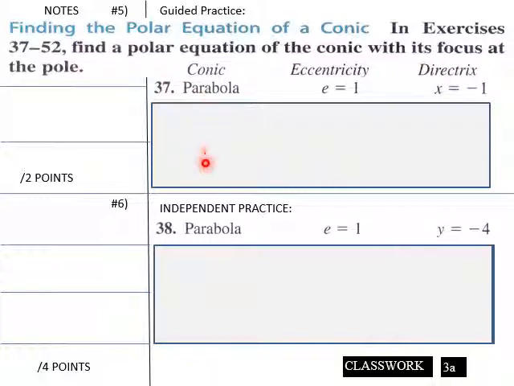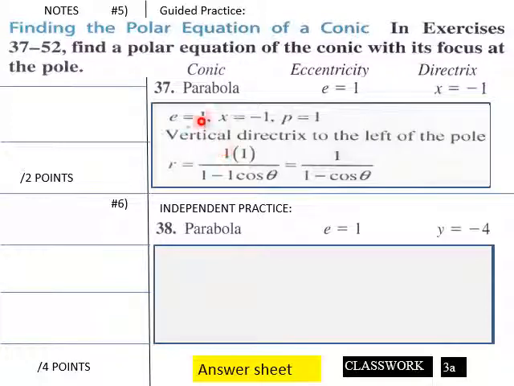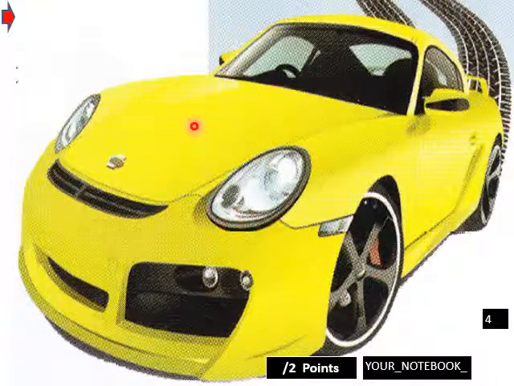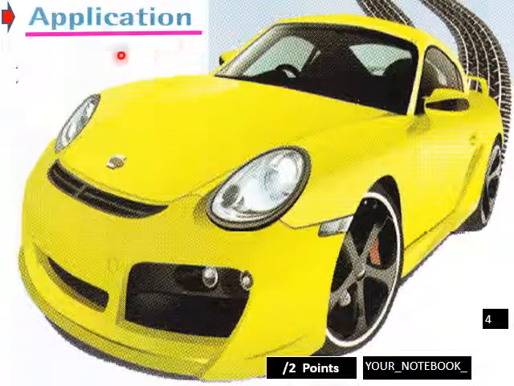First, we're going to do this one up here. So in this situation, e equals 1, x equals -1, and p equals 1. So the vertical directrix is to the left of the pole. So r will equal 1 times 1 over 1 minus 1 cosine theta is what our equation will be for this parabola. And then down here, students, this is for you to do. And let's move on. So we're going to get an application now.